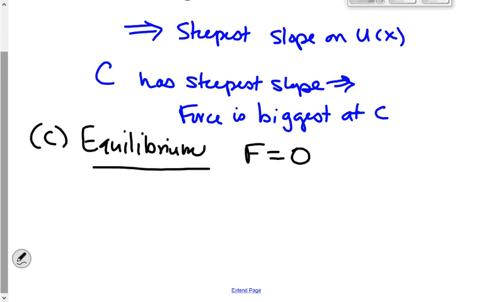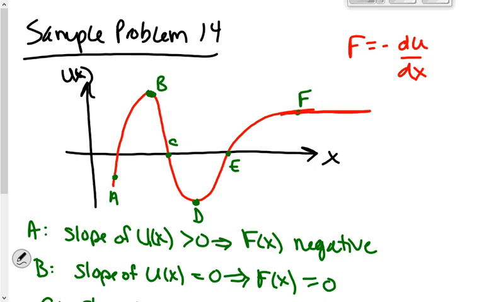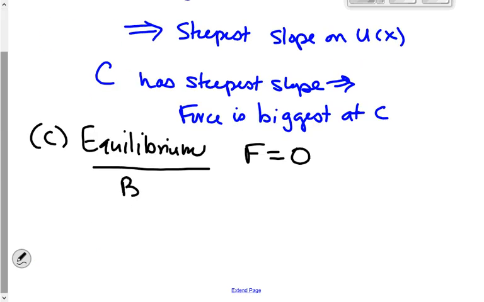So based on our picture here and our results, which points should be equilibrium points? B, D, and F. It doesn't ask us to, but do we want to try to figure out what kind of equilibrium points these are?